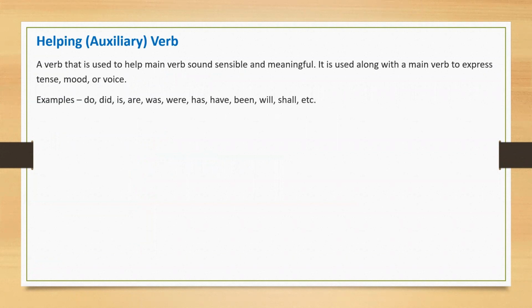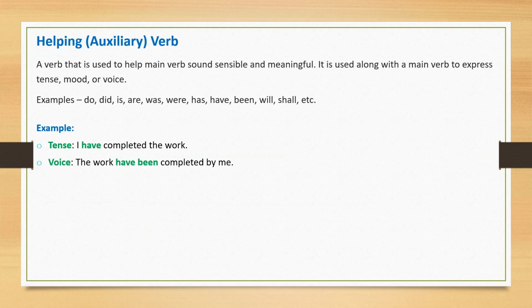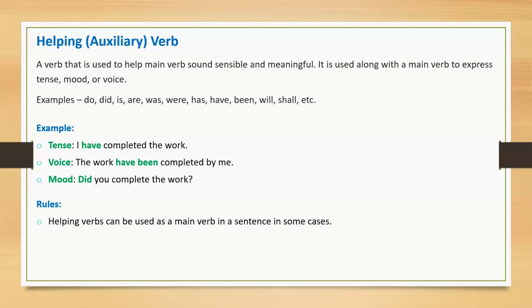Let's consider sentences with helping verbs. I have completed the work. In this sentence, helping verb have is used to express tense. The work has been completed by me. In this sentence, helping verbs have been are used to express voice. Did you complete the work? Helping verb did is used to express mood. Helping verbs can be used as a main verb in a sentence in some cases.